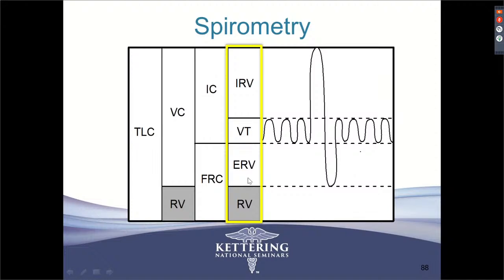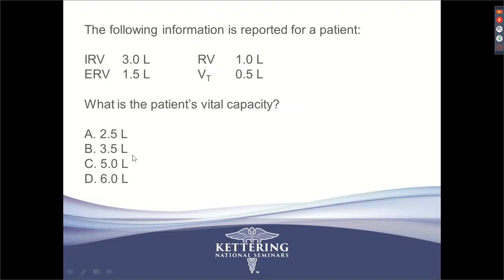So what we do is we go over to the numbers they've given us here, and let's start totaling things up. So IRV is 3. The tidal volume is 0.5, so we have 3.5. And then the ERV is 1.5, so 3.5 plus 1.5 is going to be 5, right? That would be correct. So that's how you would do that particular problem.